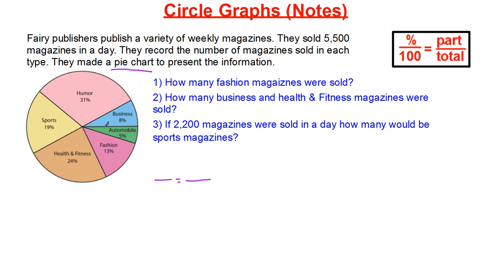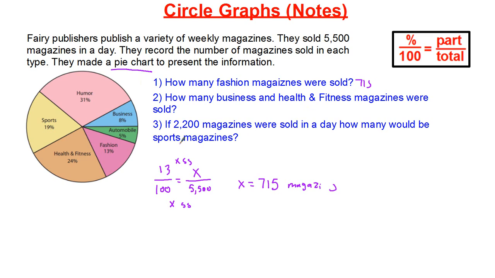All right, so for a fashion magazine, we have 13% out of 100%, and we know that there were a total of 5,500 sold. Okay? So with a direct proportion, all I need to do is multiply by 55 and then multiply by 55. So my x value is going to be 715. What is this? Magazines. Okay? So for this one, we'll have 715.